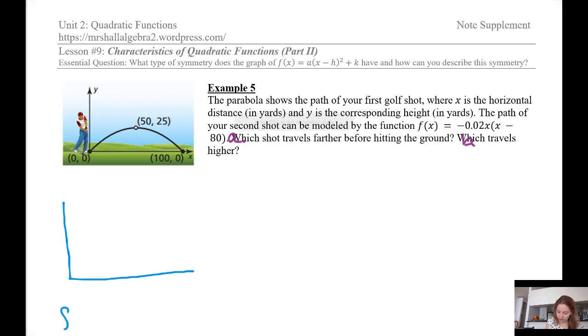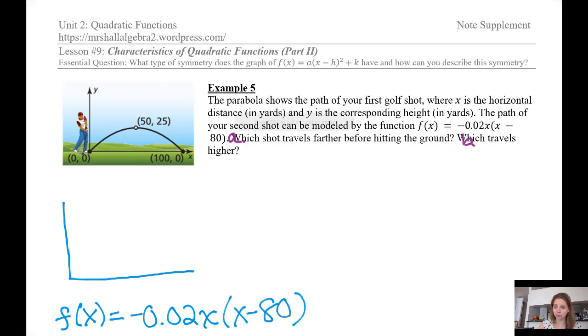Our second golf shot is modeled by the function f of x equals negative 0.02x times x minus 80. So this is an intercept form where we have an a value, right? This is the a value of negative 0.02. We have a p value of 0 and a q value of 80. If you don't see that p value of 0, we can rewrite this function as negative 0.02 times x minus 0 times x minus 80.